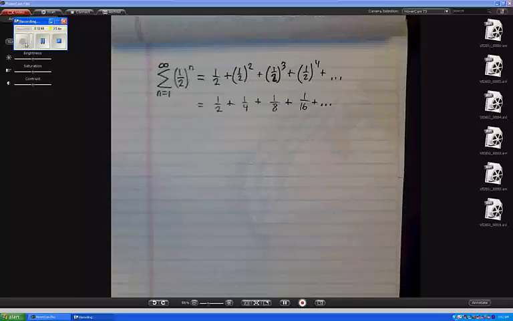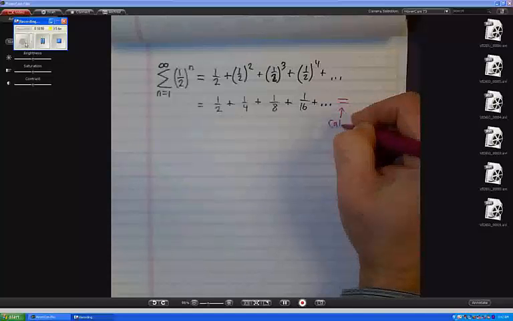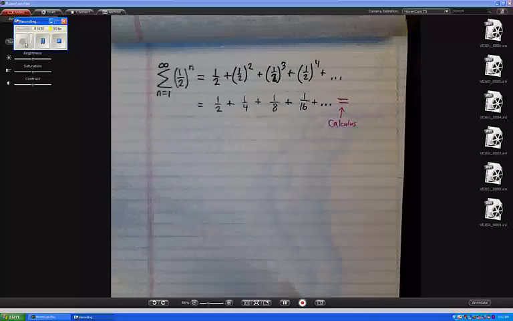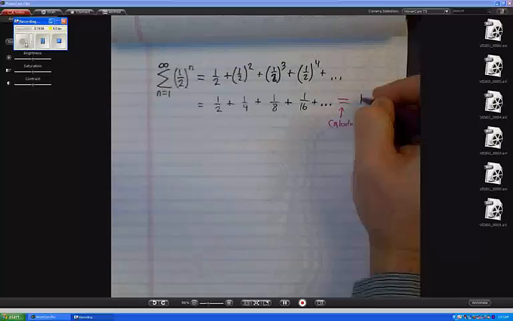Okay. Now, when you get to a calculus class, we're going to write this equal sign. And we're going to ask you guys, what would it equal if you added all the fractions, meaning forever? And the answer is 1.